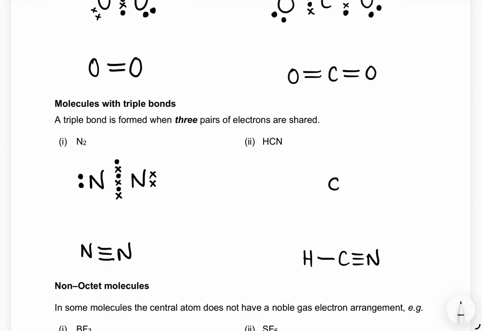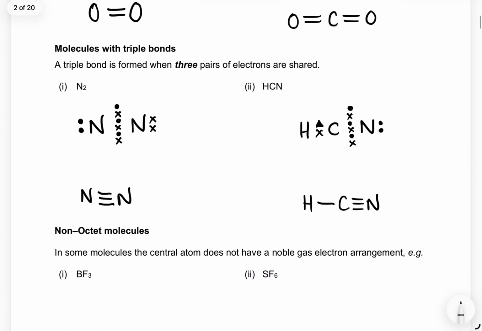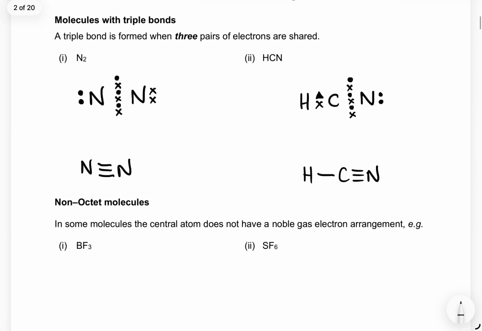So we're going carbon in the middle, triple bond to nitrogen, then nitrogen will have 2 other electrons. And then the carbon with the crosses makes a shared pair. I'm going to give hydrogen a triangle so it's different to nitrogen. And that is hydrogen's 1 electron sharing 1 of carbon's, and we get HCN.